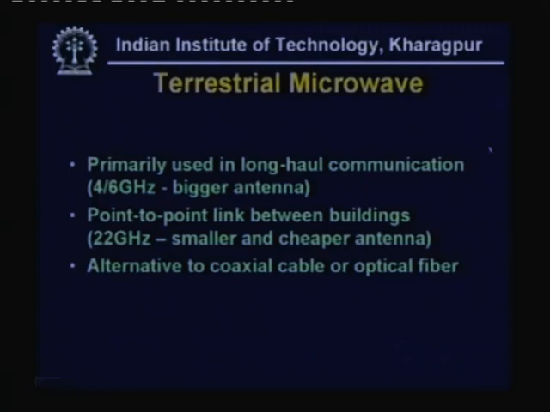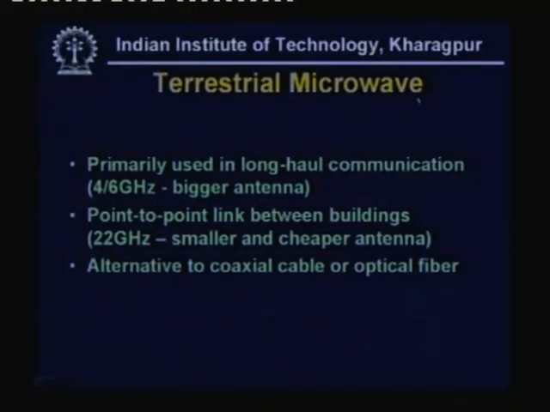This microwave communication has two varieties. The first one is terrestrial microwave. Terrestrial microwave is used for long haul communication, and usually it uses the 4 by 6 gigahertz band. Since the frequency is at the lower end, it requires a bigger antenna, 10 meters or more in diameter, and it is primarily used for long haul communication.